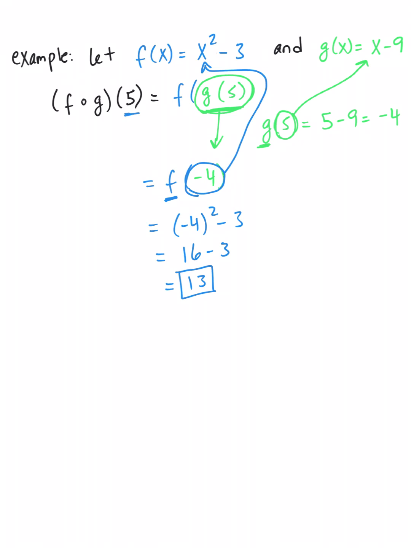So if we have a number here instead of x, then we are going to get a number for our answer. If we have an x here, then we'll have x in our answer.